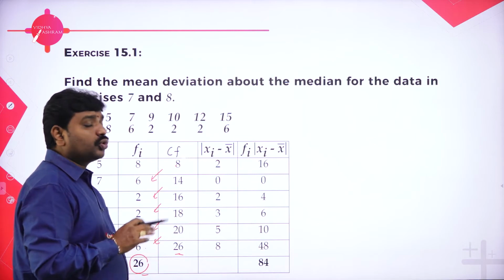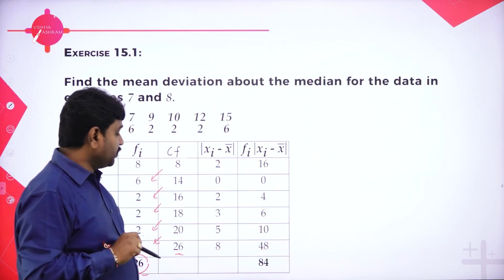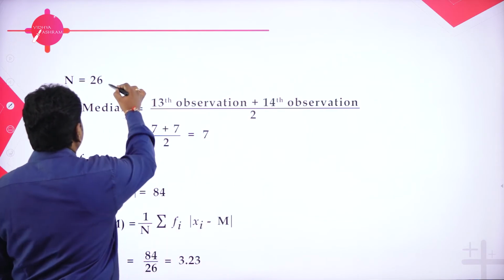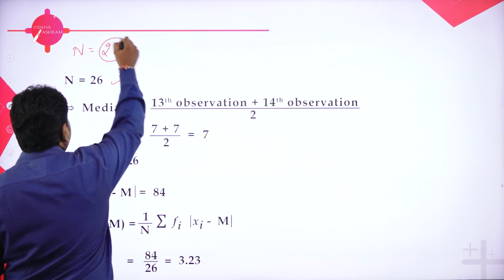Now, we wrote cumulative frequency. Now, our task is to find median. There are how many observations? 26. N means sum of the frequencies. The total number of observations is 26.